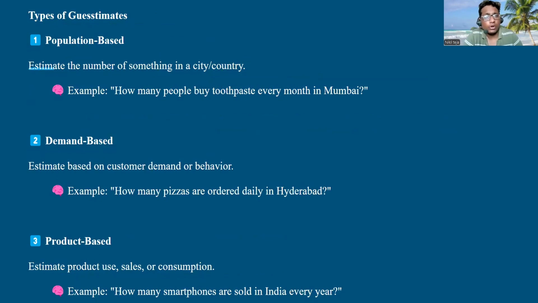Let's see the types of guesstimates. First is population-based data: estimate the number of something in a city or country. For example, how many people buy toothpaste every month in Mumbai? What is the number of people who buy toothpaste every month in Mumbai? Here the problem statement or challenge is very vague. There is no exact data.